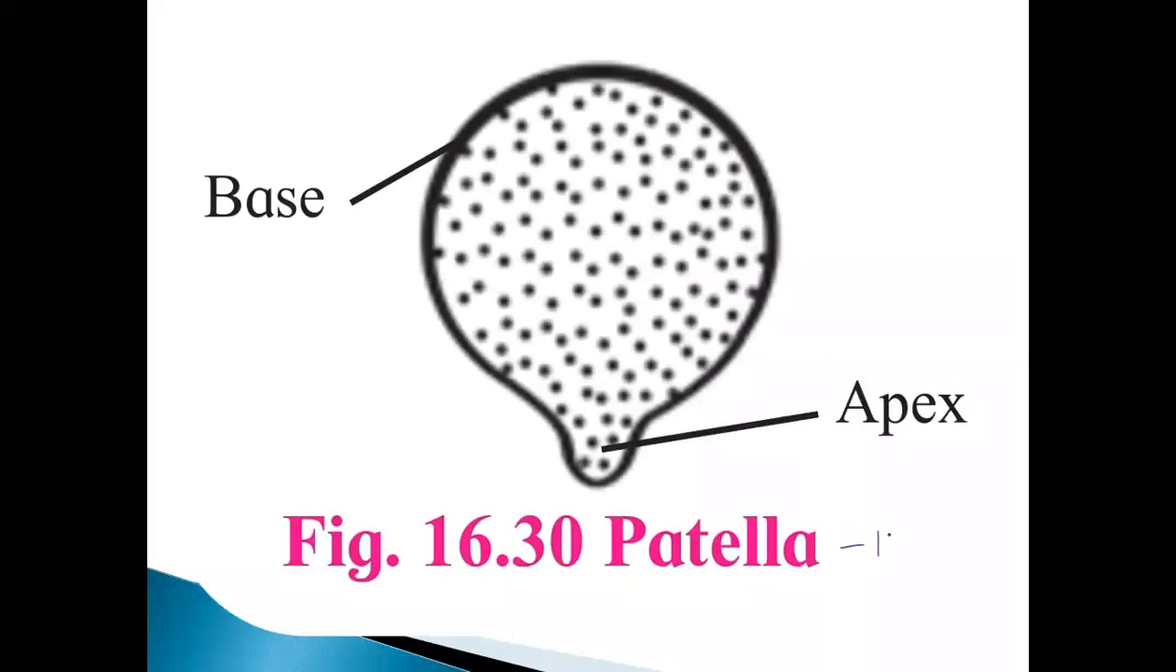The most important is the patella. Patella is also called the kneecap, and this kneecap is responsible for giving protection or joint formation, and the joint that is formed at the knee is called a hinge joint.